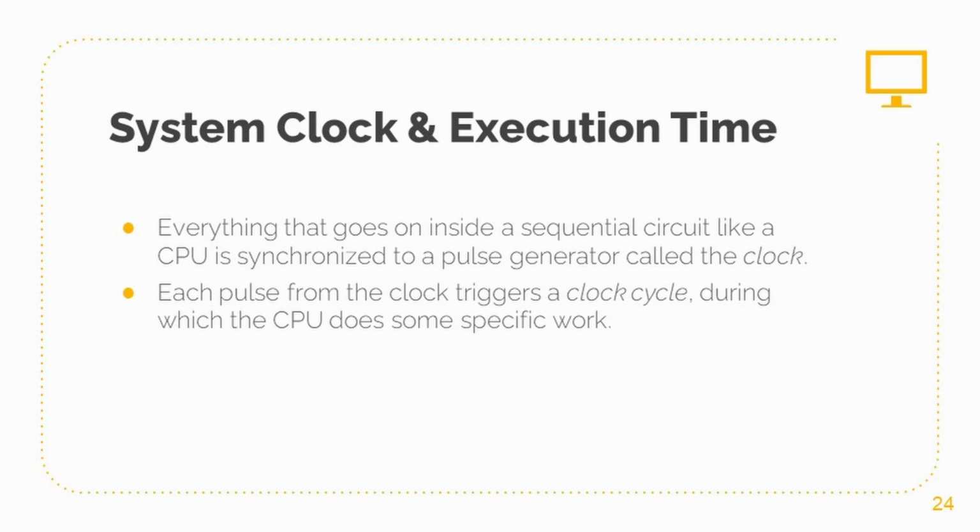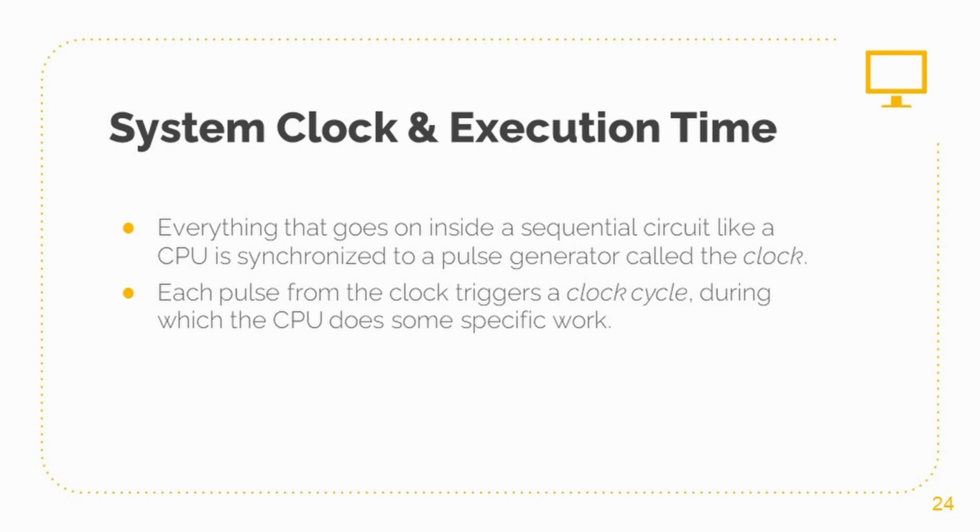2. Clock cycle. Each pulse from the system clock represents a single clock cycle. The CPU's internal operations are synchronized to these clock cycles. During each clock cycle, the CPU performs specific tasks, such as fetching instructions, decoding instructions, executing instructions, and accessing memory or peripherals.